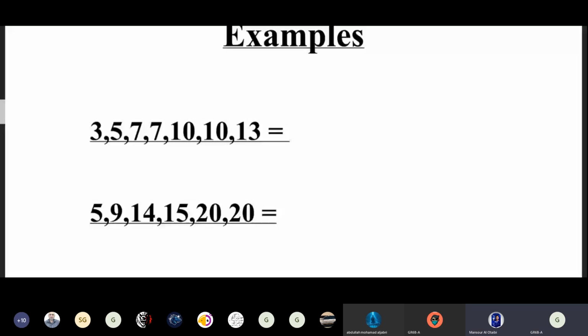Hamad, do you have an answer? This is the mean; you should find the mean. Okay, wait. When we added all of them up, the answer was 55.